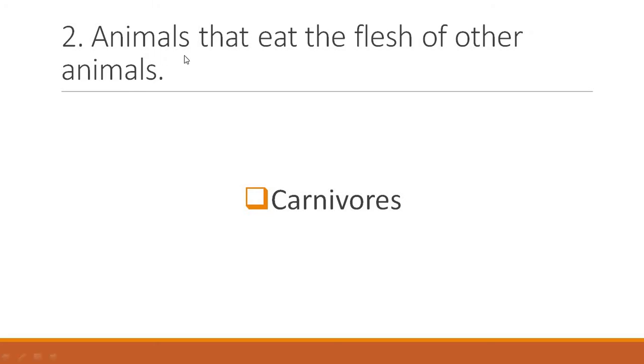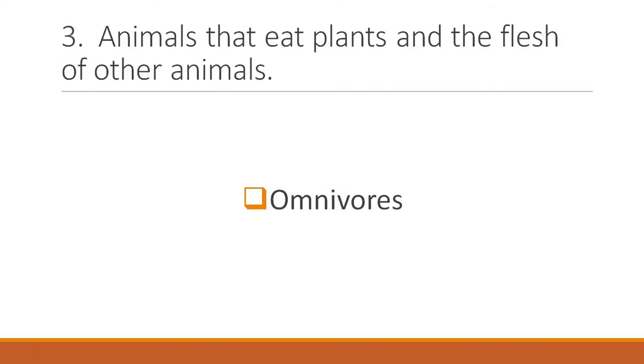The question is animals that eat the flesh of other animals. So it should be animals that eat only the flesh of other animals. So they are called carnivores. Like herbivores, it is carnivores. Only the first half of the word changes. The word VORES remains as it is. Okay, now repeat after me. Carnivores. Repeat a second time. Carnivores. Great. Okay, let's move further.